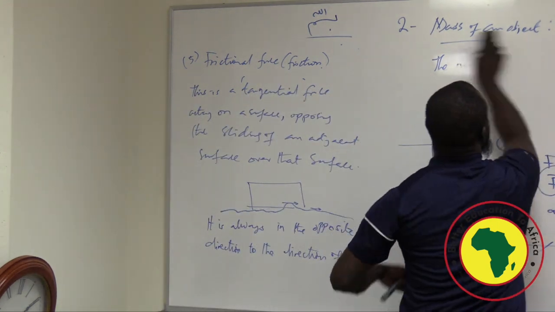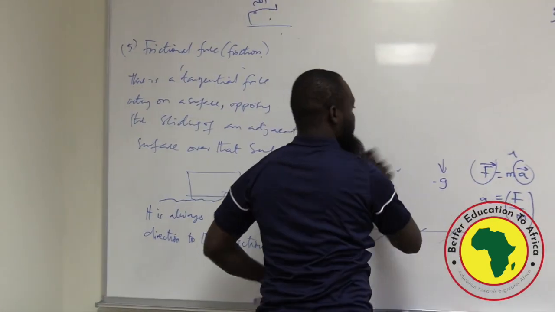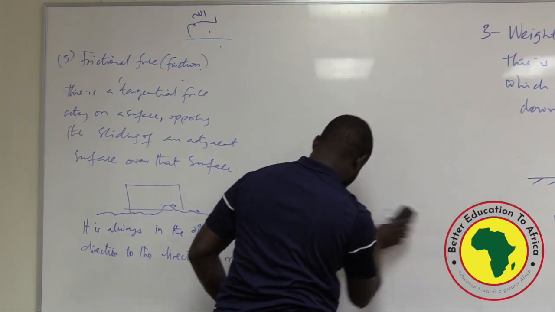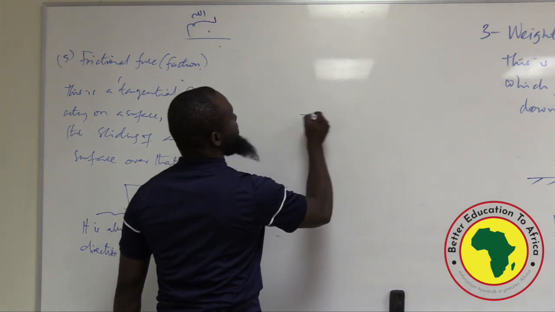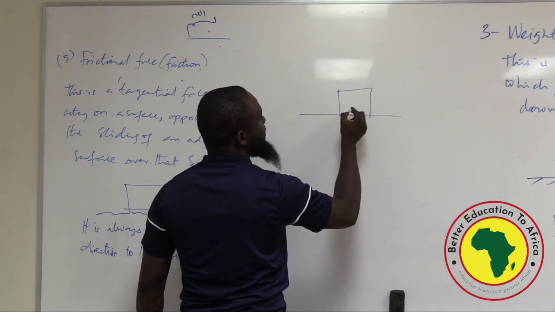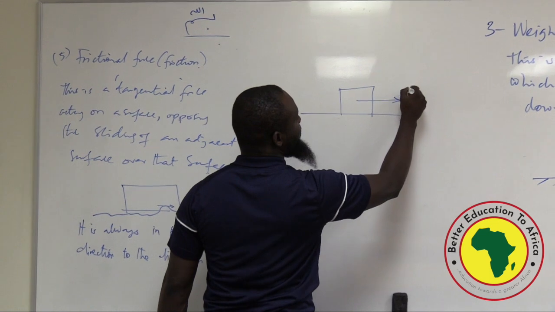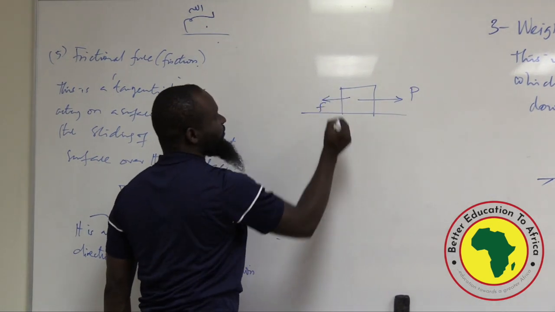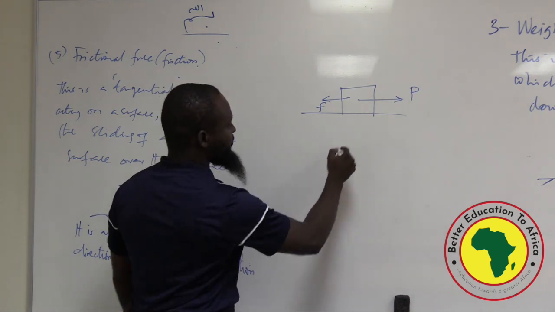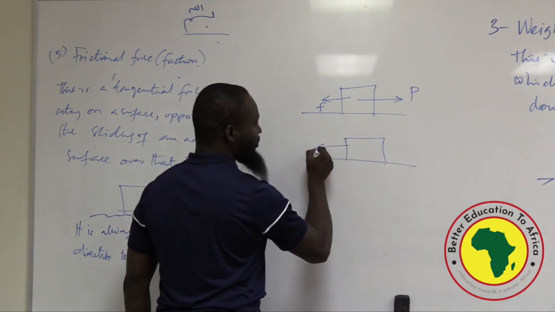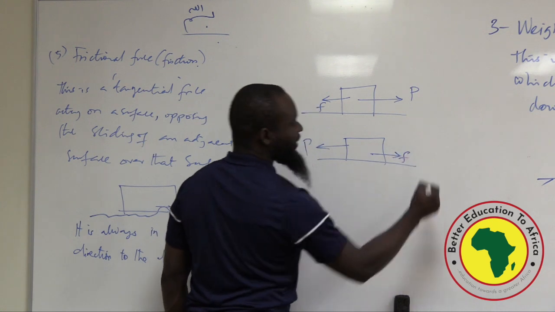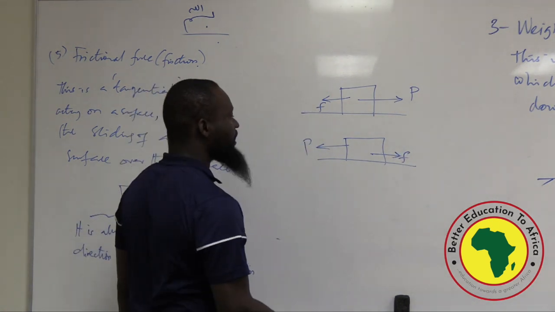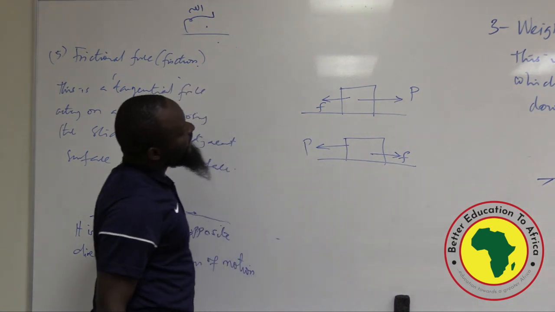So what that means is, if I have an object on this surface, and the object is trying to move this way with a force P pulling it, the frictional force F will be here, opposing it. And if the force P was in the left direction, the frictional force will now change to the right direction. It's always in the opposite direction to the motion. It tries to oppose the motion.